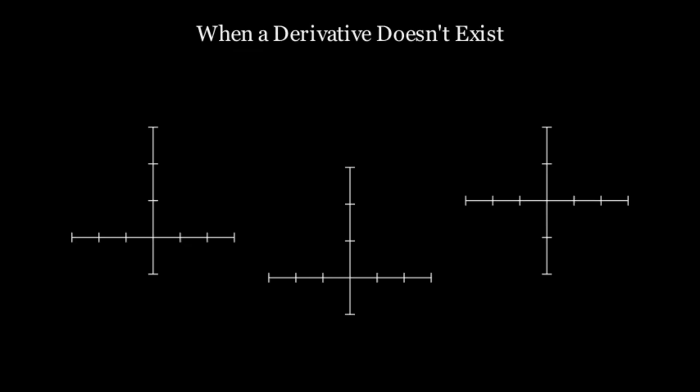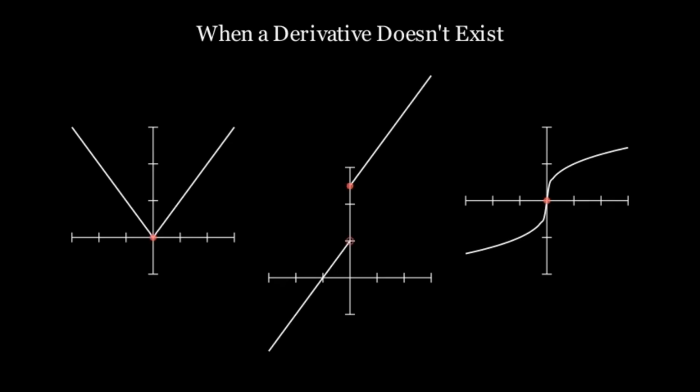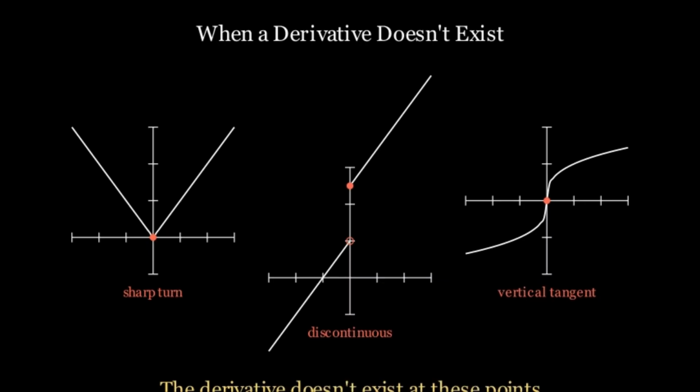There are three cases when derivatives don't exist: a sharp turn, a discontinuous function, or any vertical tangent. You can find derivatives in other areas, but just not those places.